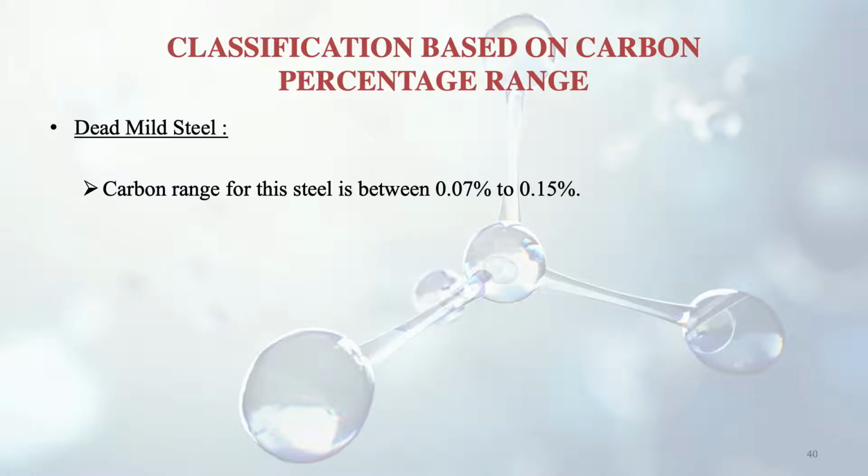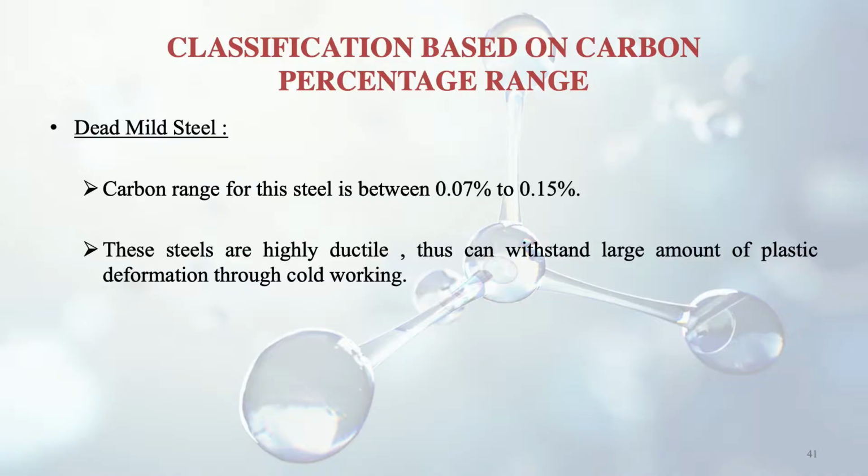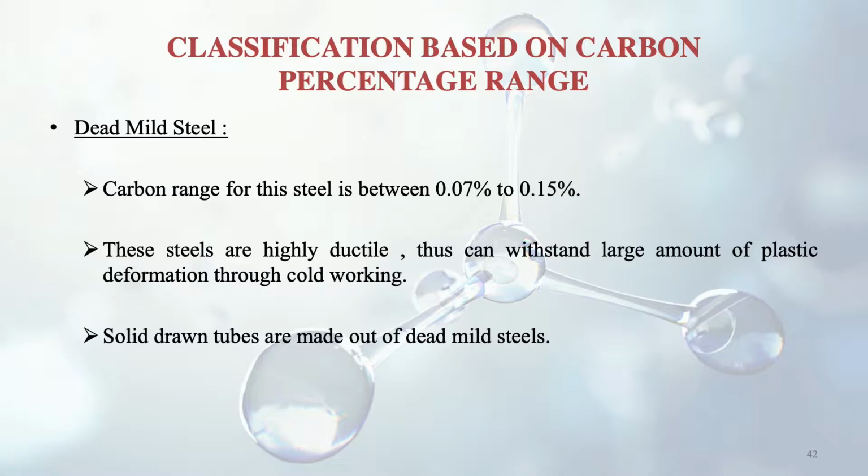So there are different kinds, like dead mild steel. In dead mild steel, the carbon range is between 0.07 to 0.15%, meaning a very low amount of carbon. These steels are highly ductile, thus can withstand a large amount of plastic deformation through cold working. Since they are highly ductile, they have high plasticity also. So for what purpose are they used? They are used for solid drawn tubes.